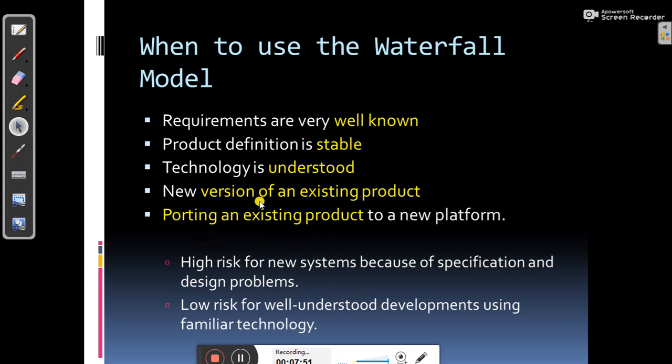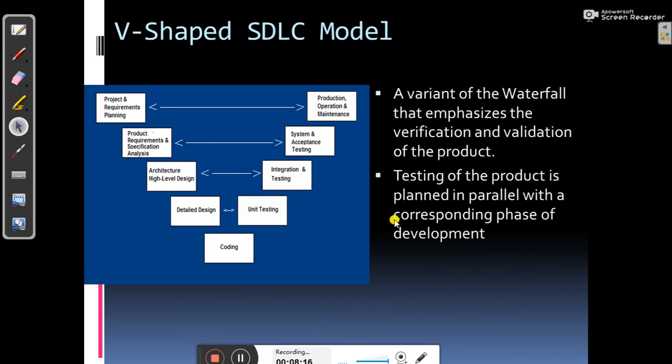Here you can see a new version of an existing system or product can be built using the waterfall model, but a totally new system cannot be built, or it may be a high risk one. Low risk for well understood developments using familiar technology. If you know the technology well enough, if you understand the development, and if you know the requirements well enough, then it might be good to use the waterfall model.